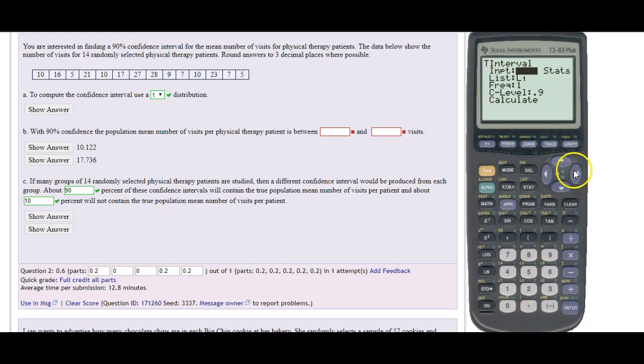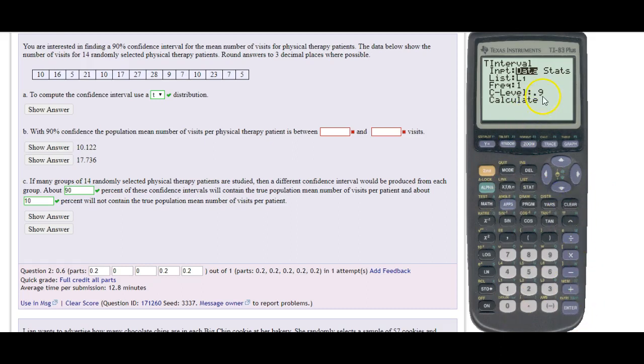Enter. Now, if I was given my sample mean and sample standard deviation, I would use stats. But I actually have my data in list 1, so I'm going to enter. I want to use my data set. It is list 1. And if it doesn't say list 1, or if you have it in a different list, you can see down here's where your lists are if you need to add them. And I don't have a frequency list. It's just one per number.